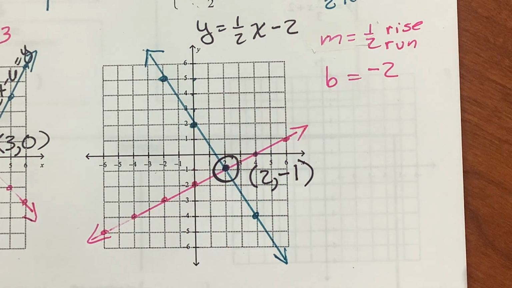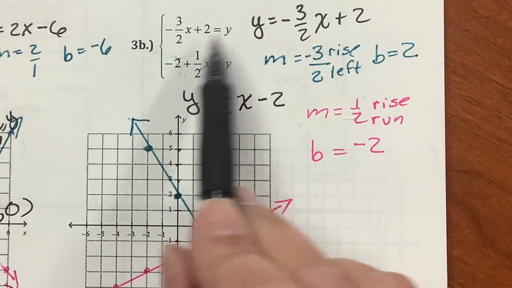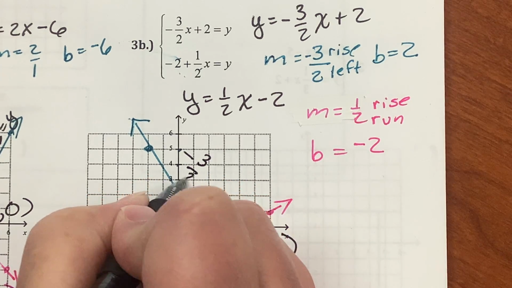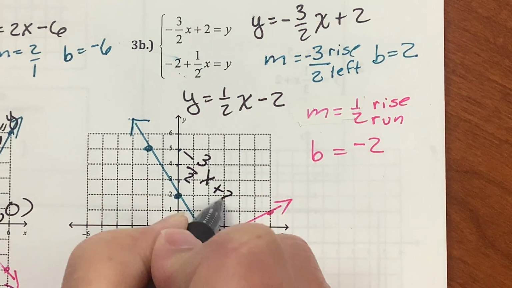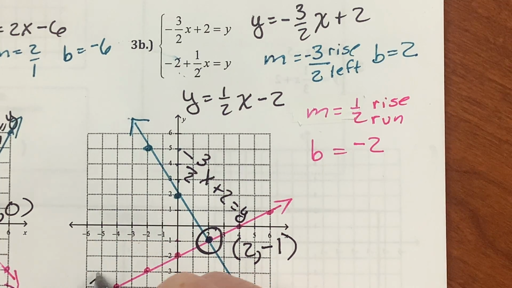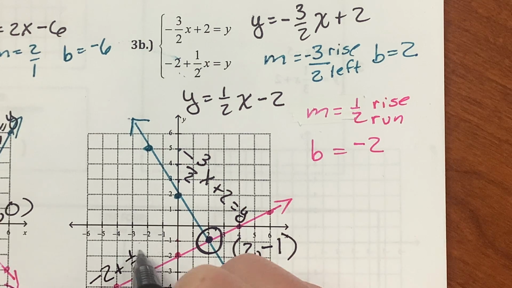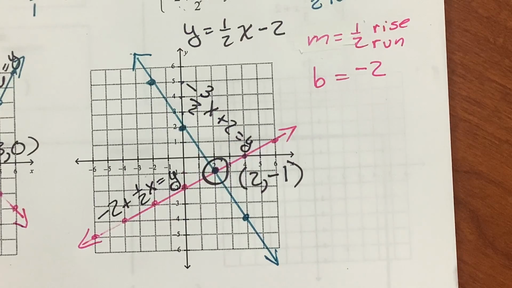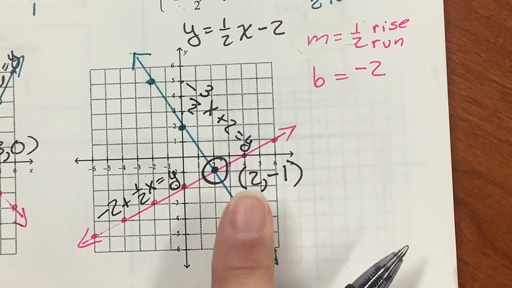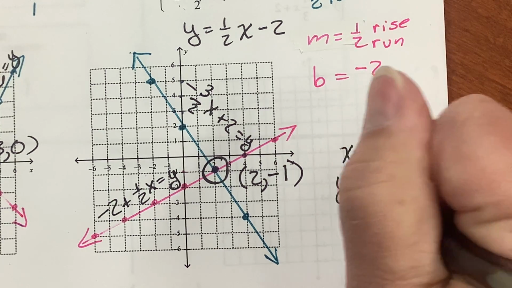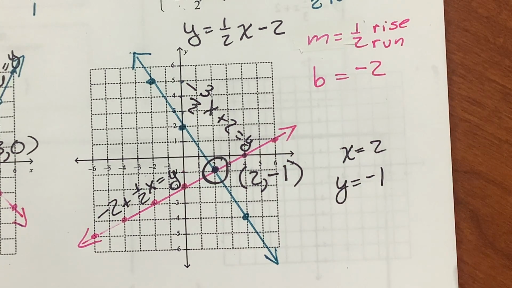Now, I almost forgot to put the equations on the lines. Remember, you have to go back to the original equations. So this is -3 over 2x plus 2 equals y. And then this one is -2 plus 1/2 x equals y. Okay, everything's labeled, clearly have an answer. You could also write the answer as x equals 2, y equals -1. That's the other way to do it.